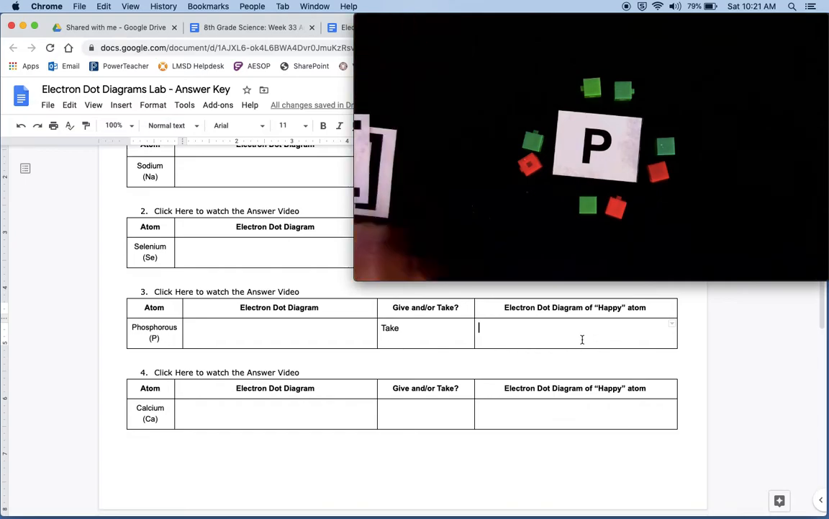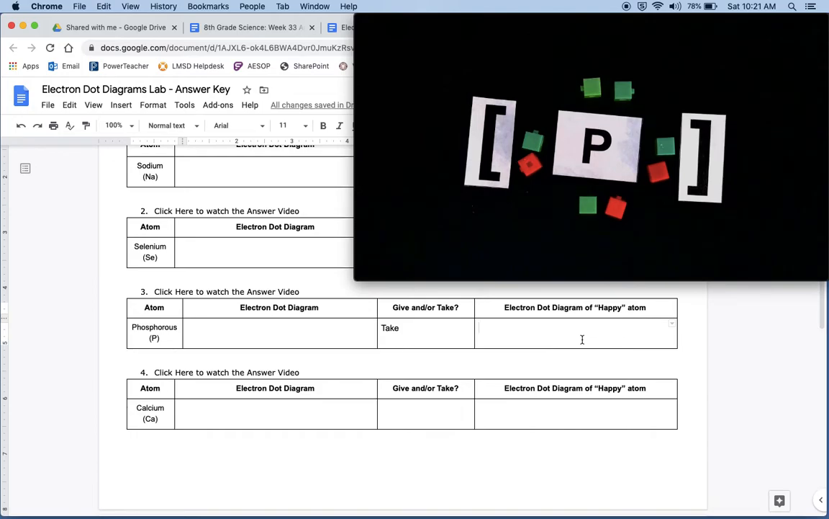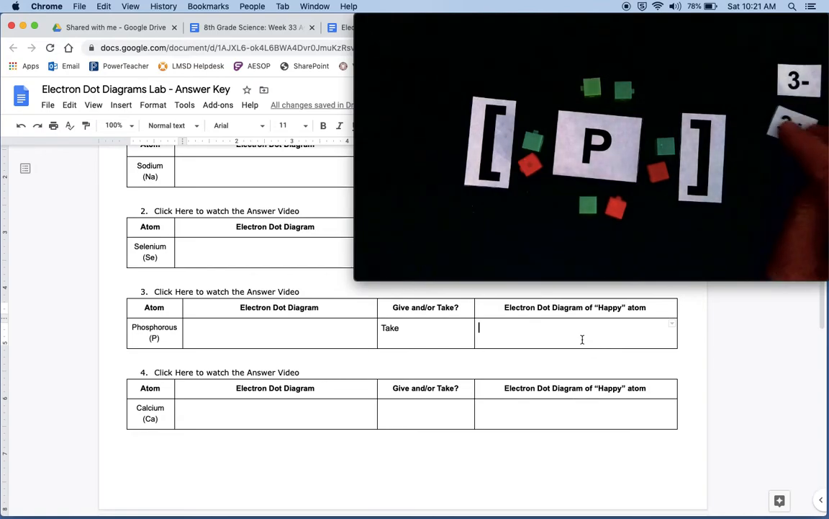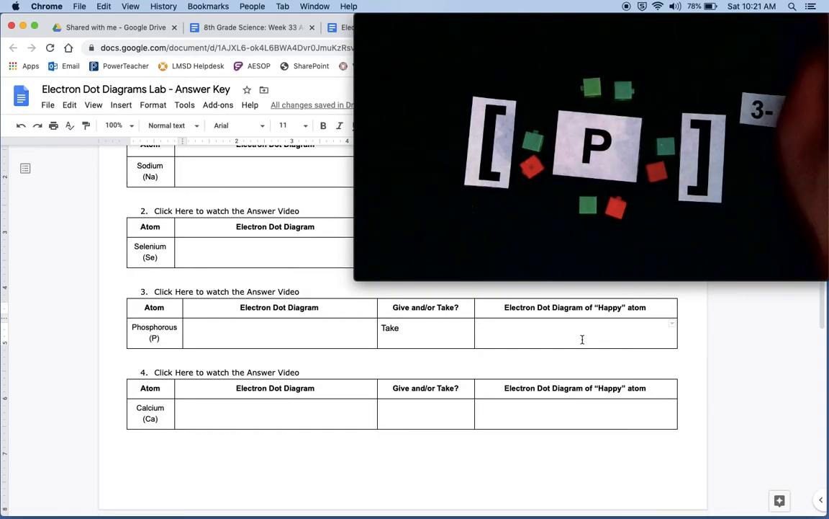Now, remember, whenever electrons are given or taken, the number of protons and electrons are not the same anymore, right? We've been talking about how atoms are neutral, neutral, neutral, right? The protons equal the electrons, okay? Now I have 3 different amounts of our electrons, right? So again, we have to ask ourselves, is it 3 plus or 3 minus, right? Since it gained 3 negative things, it would be a 3 minus.